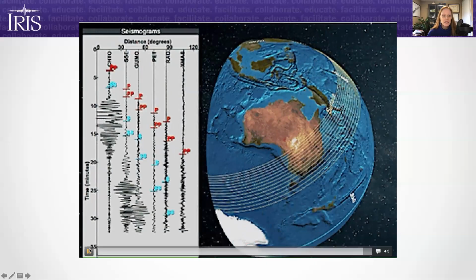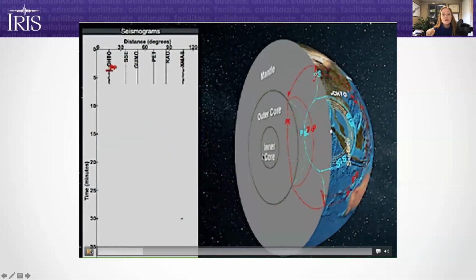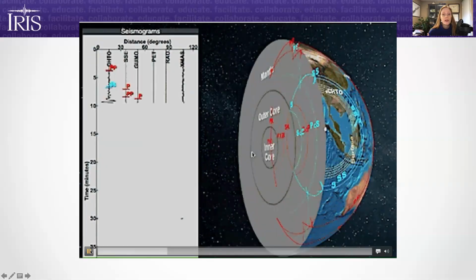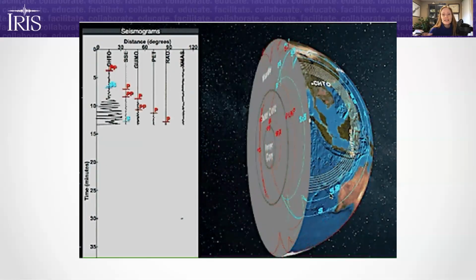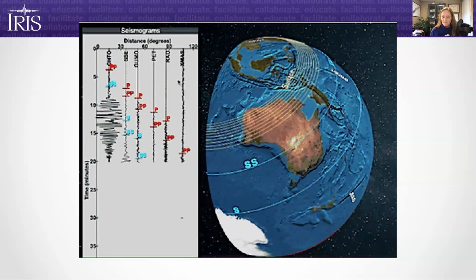So this is actually something that you can look at on our website. This is called Seismic Wave Viewer. You can move the Earth all around and you can look at the waves from real earthquakes to see what happened as they crossed the surface of the Earth and as they traveled through the Earth's interior.